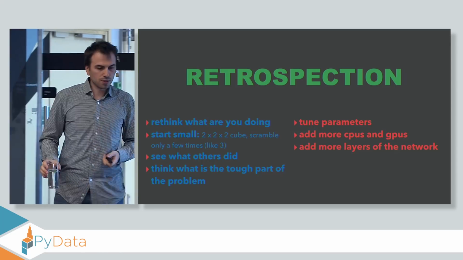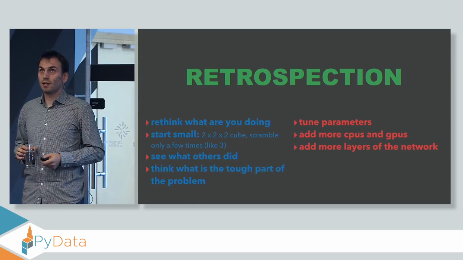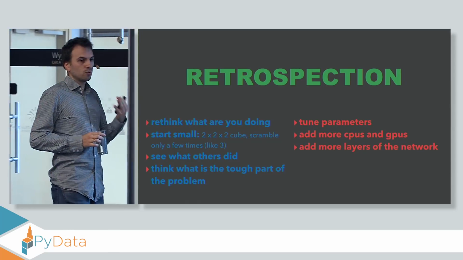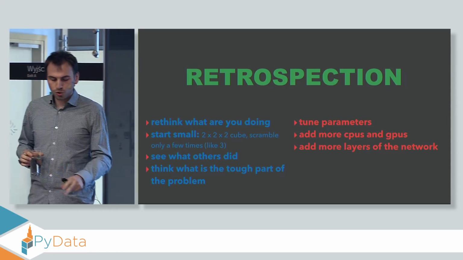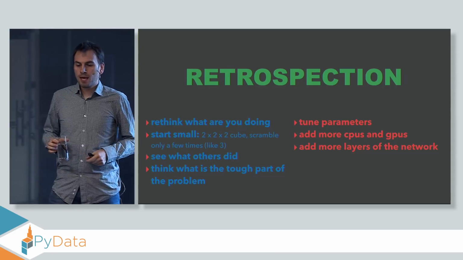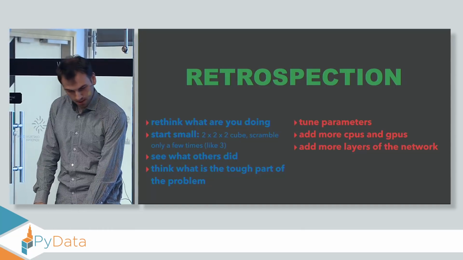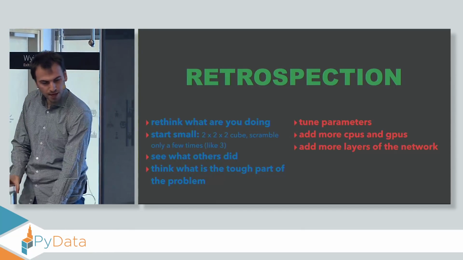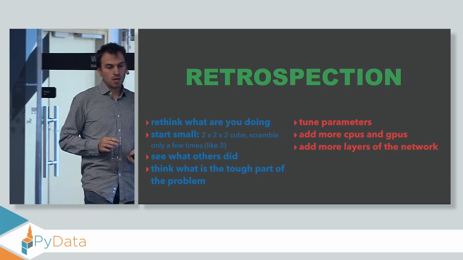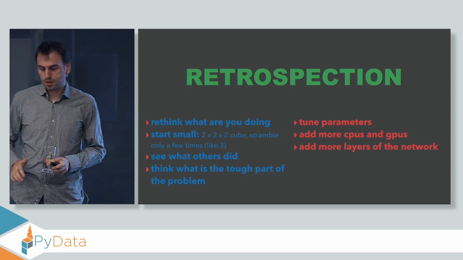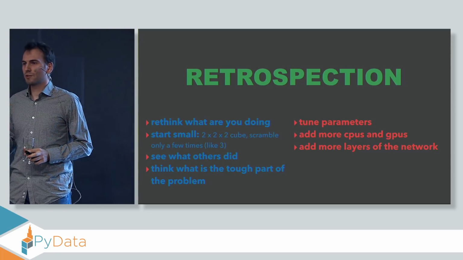So what I did was I dug deeper into the algorithm. I also tried to solve a smaller problem, like a cube that has only two squares on each side, and scramble the cube only, for example, 3 times. Like, you can imagine that. And also, I could see what others did. And at the end, you come to think, what is actually the tough part of the problem?